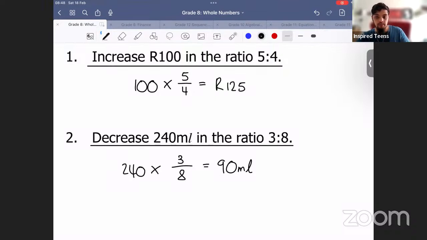Okay, no problem. I'll repeat the first example. How did Sir multiply 100 by 5/4?